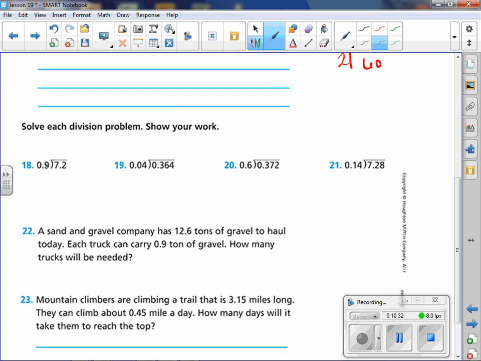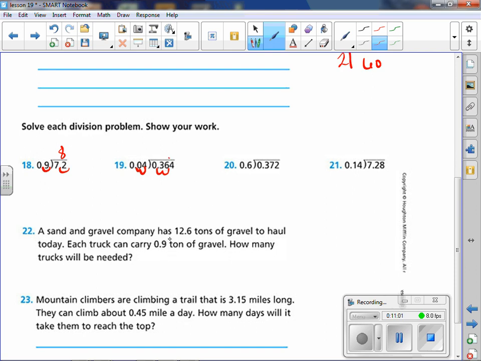Okay, move decimal over one place, move decimal over one place. So now I'm dealing with 72 divided by 9. Well, 72 divided by 9 is 8, because 8 times 9 is 72. On the next one, instead of having 364 thousandths divided by 4 hundredths, I'm going to move my decimal over 2 spots. 1, 2. That means I have to move this one over. 1, 2. That means it goes up to here. Get that decimal drawn in.